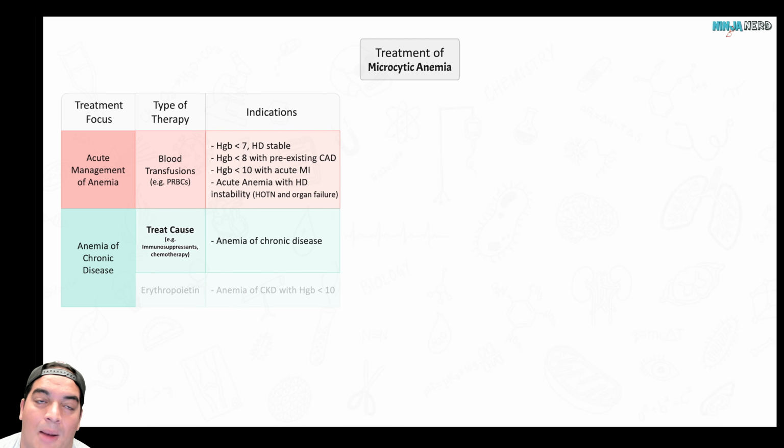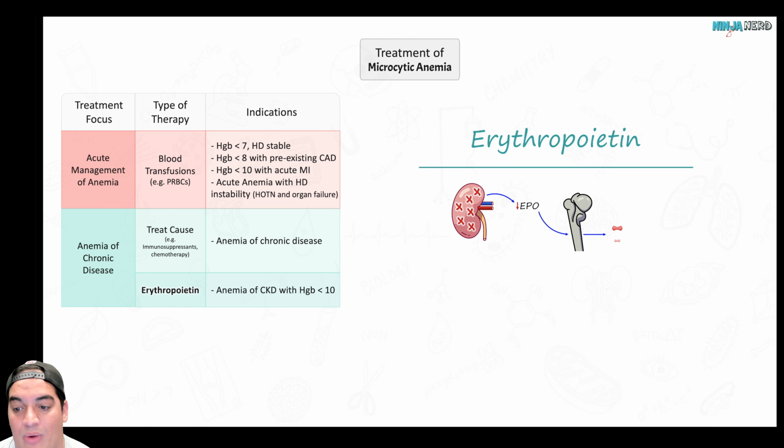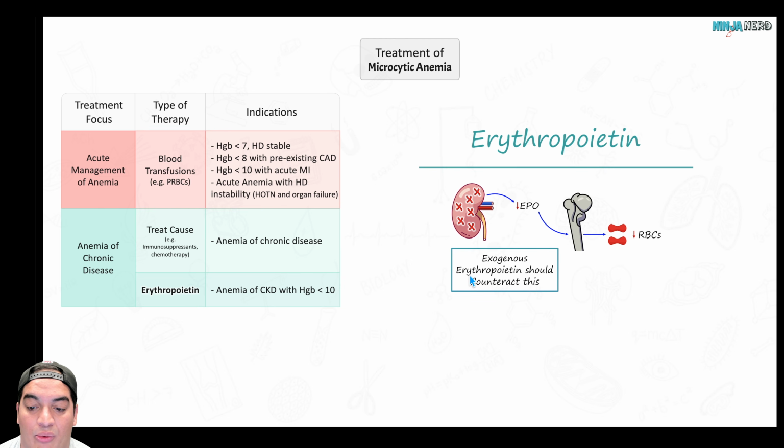If it's a patient who has anemia of CKD with a hemoglobin less than 10, this is under the guidelines of suggesting the utilization of erythropoietin. So erythropoietin is basically a hormone that you can give the patient because in patients who have CKD and they don't produce enough EPO, they don't make red blood cells, right? If I give them exogenous erythropoietin, it should counteract this and flip the EPO up and flip the red blood cells up. And so that's kind of the design that I would give only if a patient has anemia of CKD with a hemoglobin less than 10.